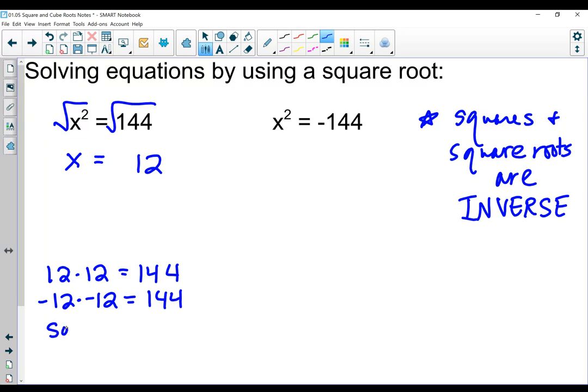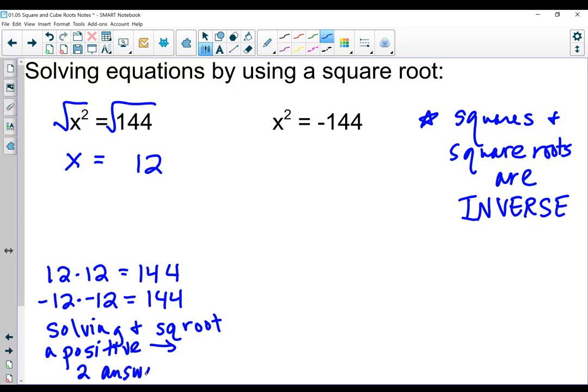So if we're solving and we square root a positive, we are going to get 2 answers. So for this problem, x is actually going to equal 12 or negative 12. So we're going to write that as a plus or minus. And that's because we were solving an equation that had a square root and it was positive.